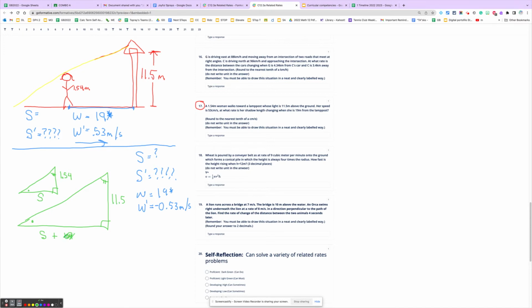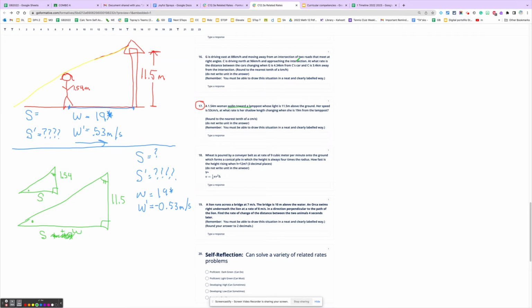Okay, so I trust that you know that you can't put the plus 19. And the reason for that is if you put 19 in, that means the woman is standing still. And the question clearly says the woman is walking toward the lamppost. So we know we need to leave room for that distance to change. And that's why we go S plus W.